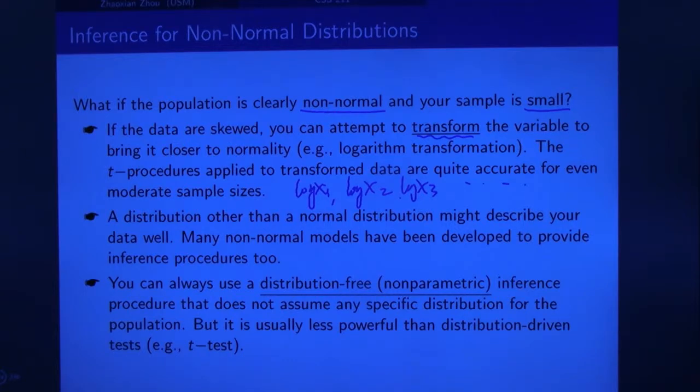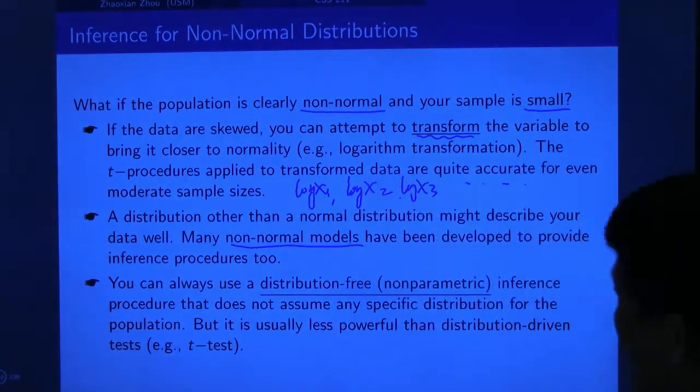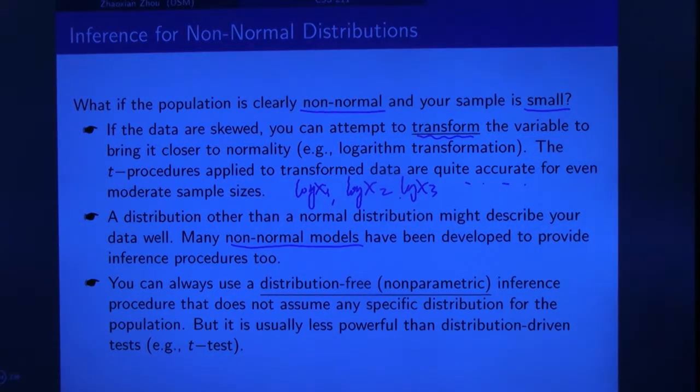The second method is we can use a lot of other models. They are called non-normal models, and they deal with this kind of problem. And again, we don't discuss details.